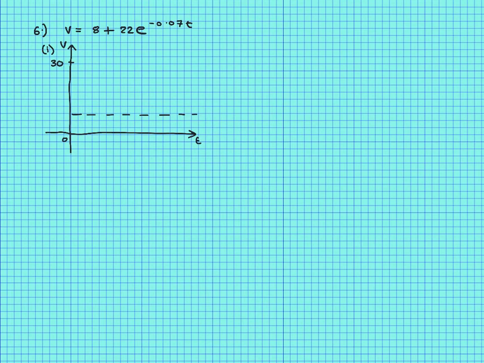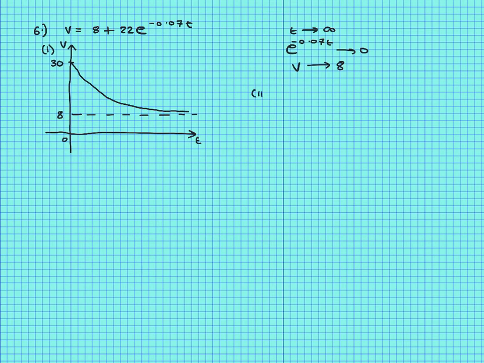We know the graph is an e to the negative exponential function, so that gives us an idea of the shape. And then we know as t approaches infinity, so as t gets larger and larger, e to the negative 0.07t will approach 0, so we can see that the velocity or the speed will approach 8. So there's an asymptote at v equals 8, and the graph will look like that, approaching this asymptote. You can check this on your calculator.